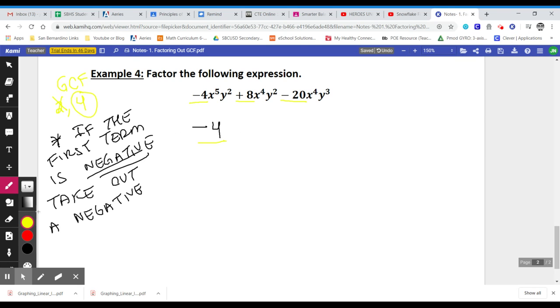Okay, now that we have that, let's move on to the next ones. The rest is the same. We have x to the power of 5, x to the power of 4, x to the power of 4. I have x's on all three terms, so I can take x's from all of them. The most that I can take out is x to the power of 4. Finally, let's do the y's. Here I have y squared, y squared, and y to the power of 3. The most that I can take out of all three terms is y to the power of 2, because they all have y to the power of 2, but they don't all have y to the power of 3.